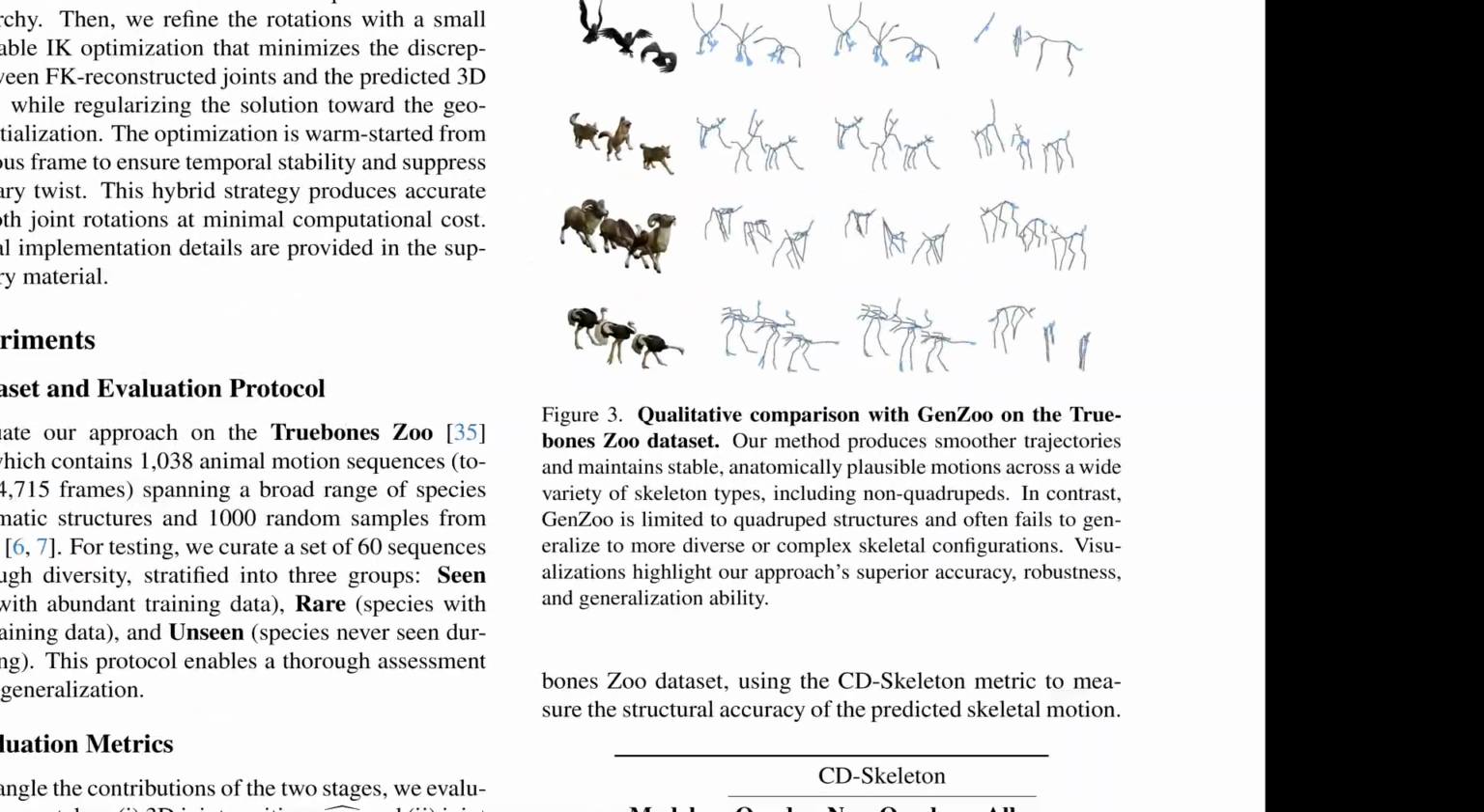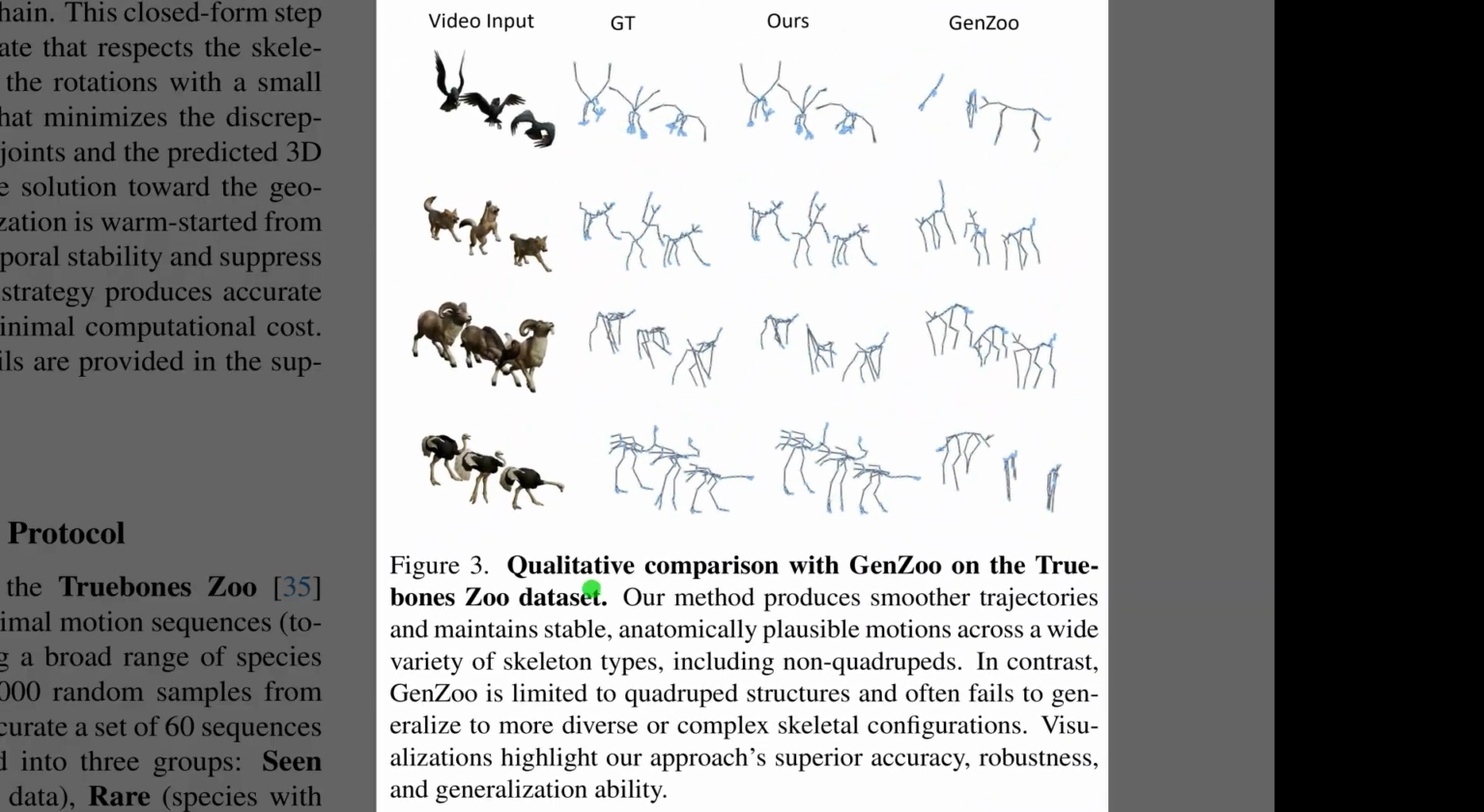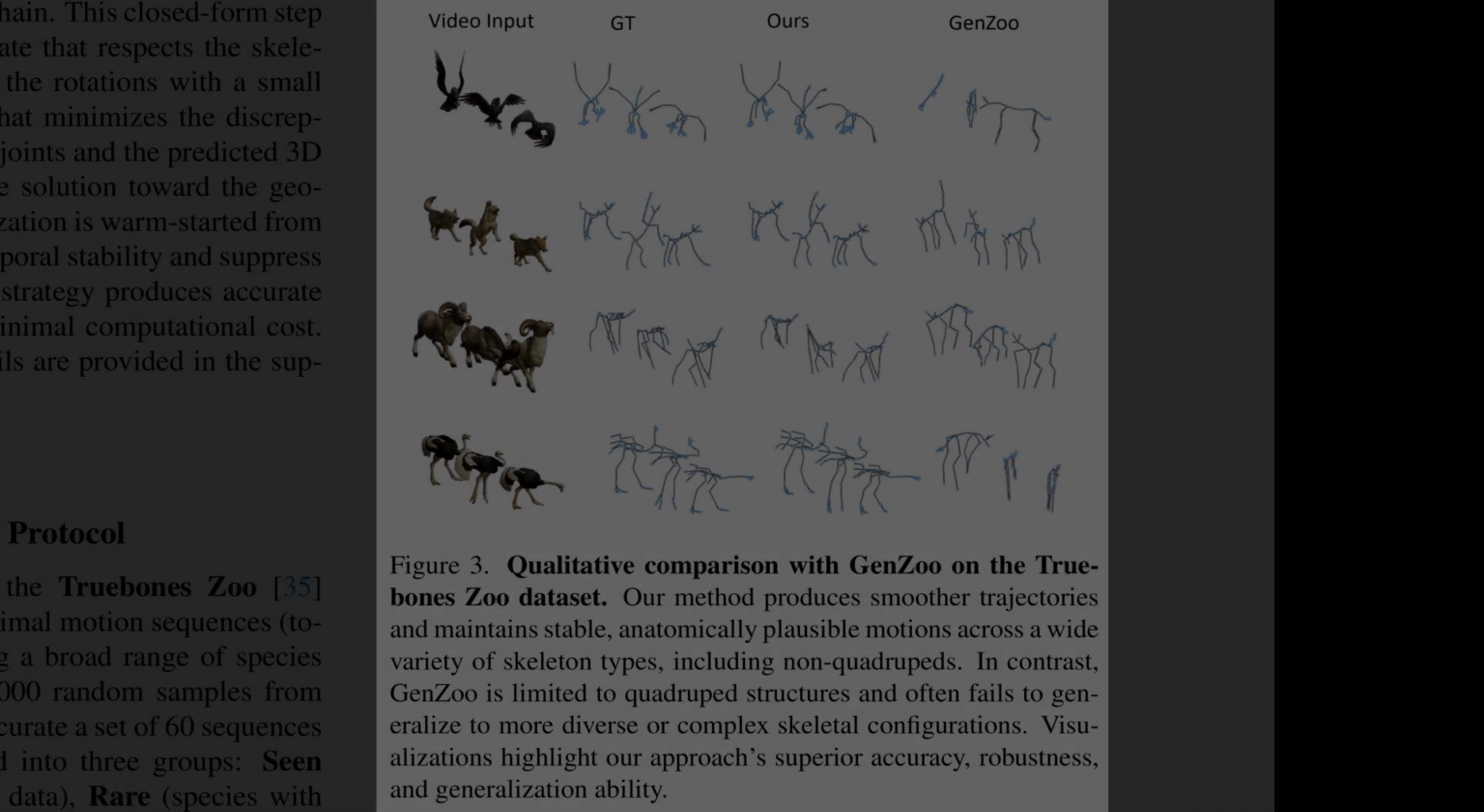Alright, Figure 3 shows how the predicted motions actually look compared to both ground truth and the previous Gen Zoo method. The left column contains the rendered animal clips, which set the target motions for birds, dogs, rams, and ostriches. The middle columns with blue skeletons show ground truth versus this method's reconstructions, which stay smooth and anatomically stable. On the right, the Gen Zoo skeletons often jitter, collapse, or lose limbs for these more complex skeletons.